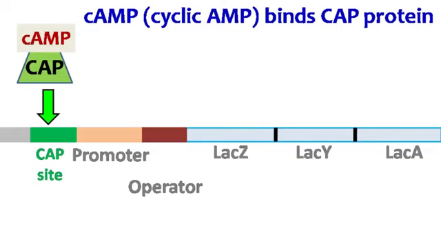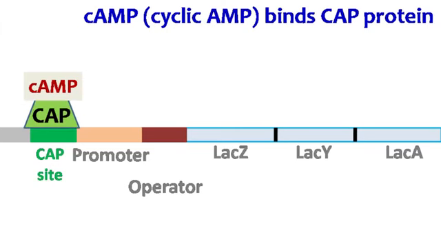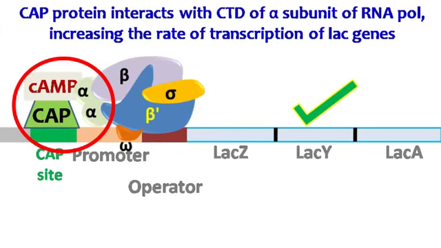The cAMP-CAP complex then binds to the CAP site and interacts with the C-terminal domain of the alpha subunit of the RNA polymerase enzyme. This increases the rate of transcription of Lac genes.